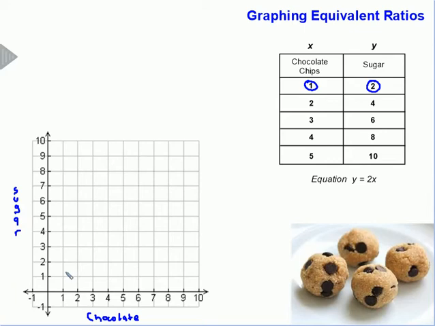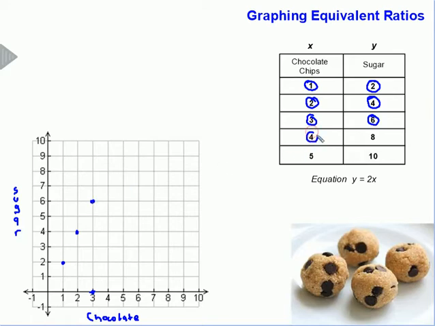Now, for every 1 cup of chocolate chips, we are going to use 2 cups of sugar. And for every 2 cups of chocolate chips, we're going to use 4 cups of sugar. So we come over here, 1, 2, and then we go up to 4 cups of sugar. For every 3 cups of chocolate chips, we're going to use 6 cups of sugar. So 3 on the x-axis, and we'll go up to 6. 3 and 6.